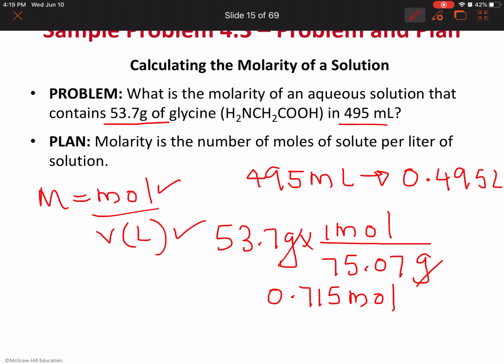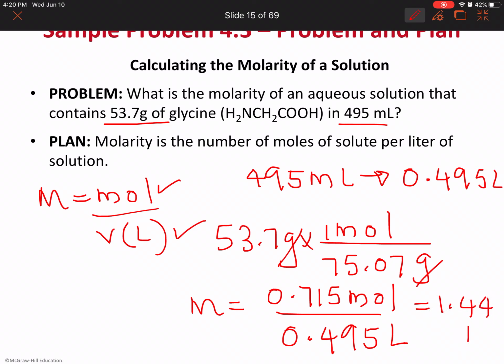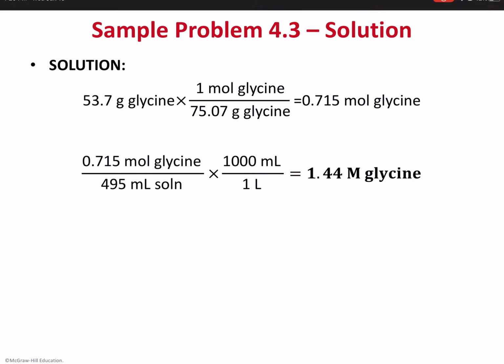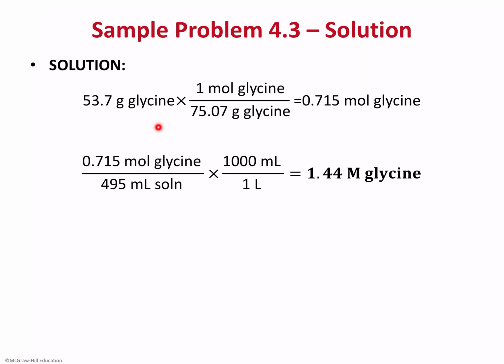If you are given grams, you convert to moles using the molar mass, and then you know the moles, and then the molarity equals moles over volume, and the volume in liters is 0.495. That would give us the molarity. It's 1.44 molarity. Easy, right? So that's how you calculate molarity. Same thing we did over there, converting to moles of glycine using the molar mass, and then converting milliliters to liters, and that gives us the molarity of the glycine solution.